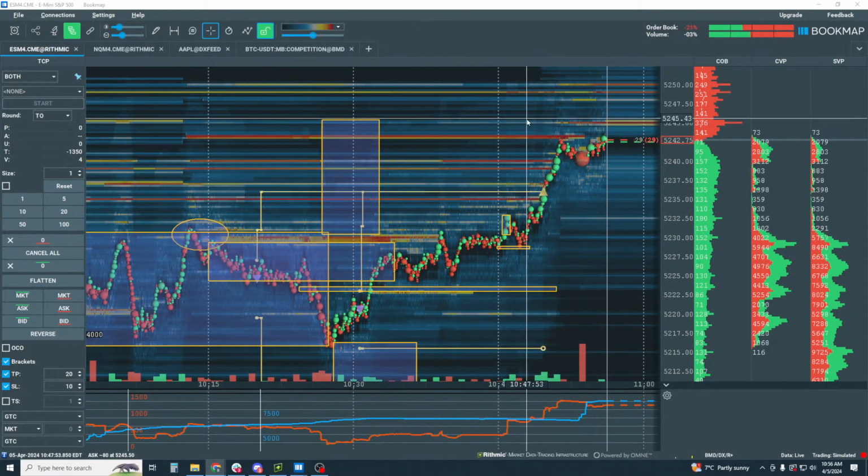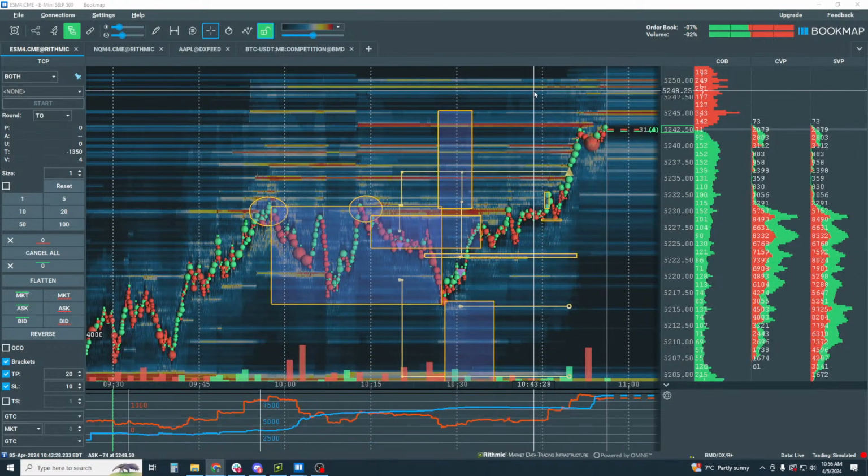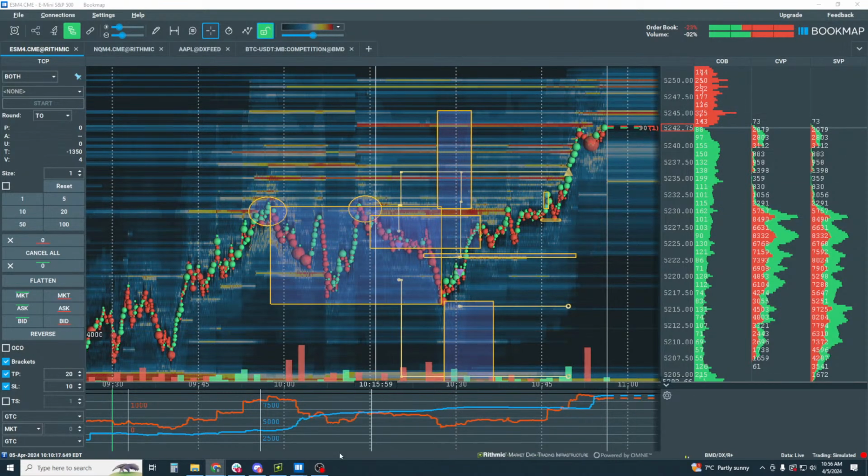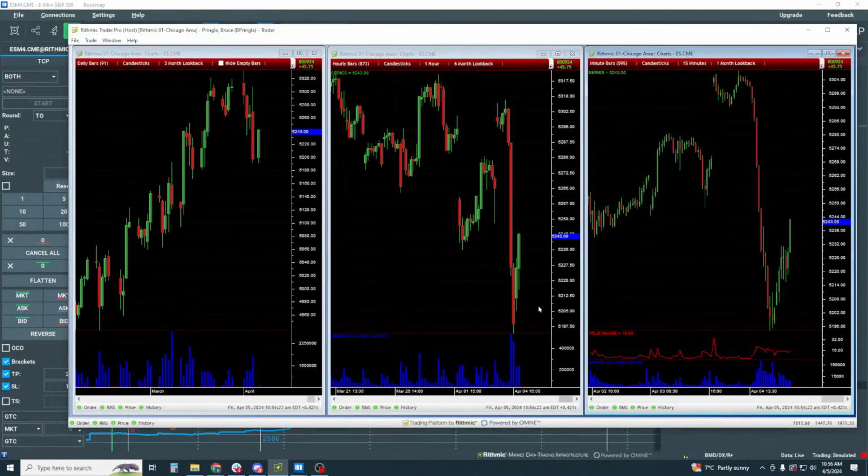All right. Okay, so our measured move is just coming up here. And then let's take a look at our higher time frame in here as well. Okay, just coming up to it right now. We just saw a quick spike there.